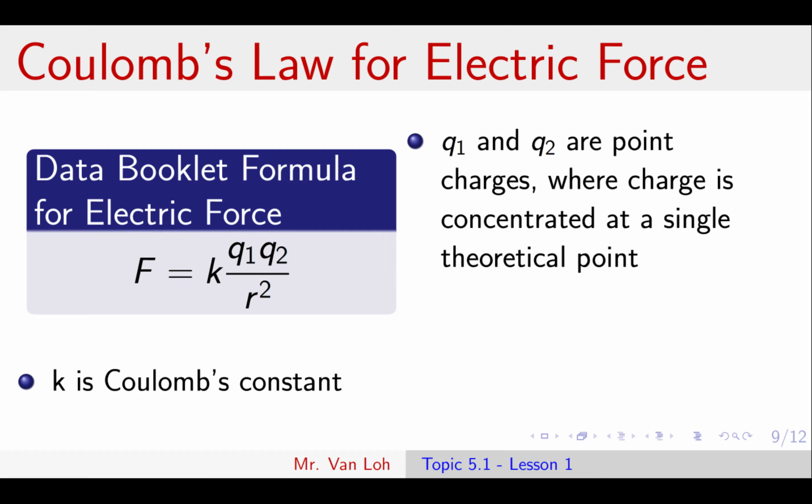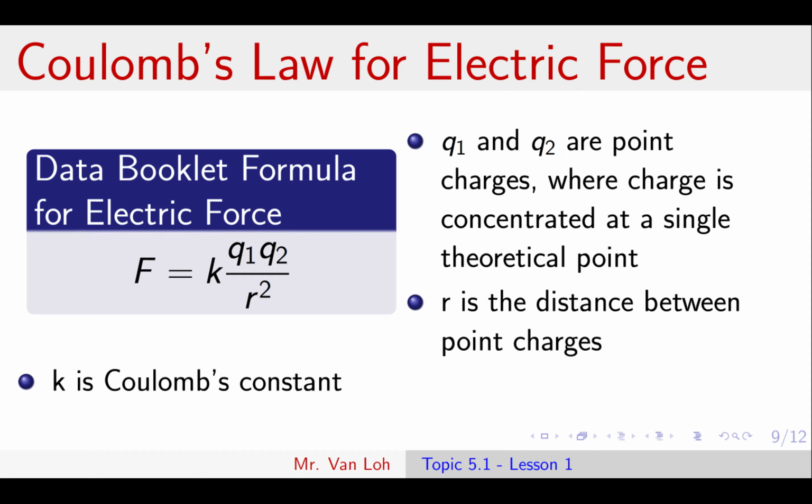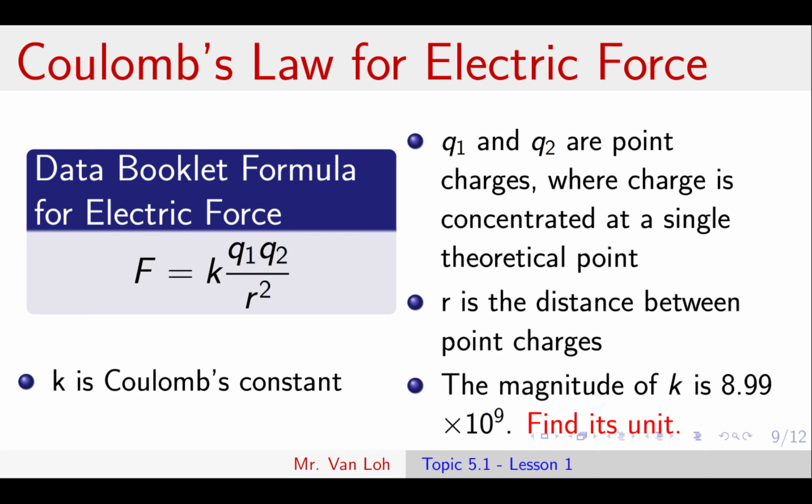Okay, so Q1 and Q2 are point charges where the charge is concentrated at a single theoretical point. And r then is the distance between those point charges. In the real world, the single theoretical point would just be the center of the object. So experimentally, this is kind of easiest to figure out with spheres. So charged spheres.